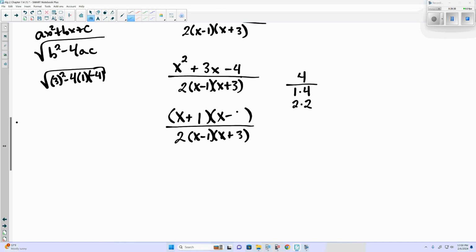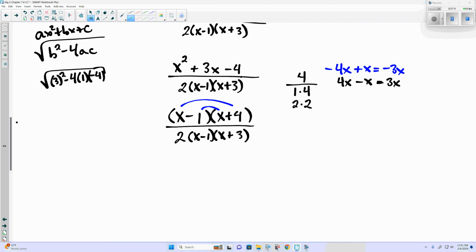1 and 4. And again, we can check this off to the side to make sure we have it factored correctly. X times negative 4 is negative 4x. 1 times x is plus x. And negative 4x plus x is negative 3x. Well, that is the correct number, but wrong sign. So we need to flip the signs. X times 4 is 4x. Negative 1 times x is negative x, giving us positive 3x. So we were able to factor it.